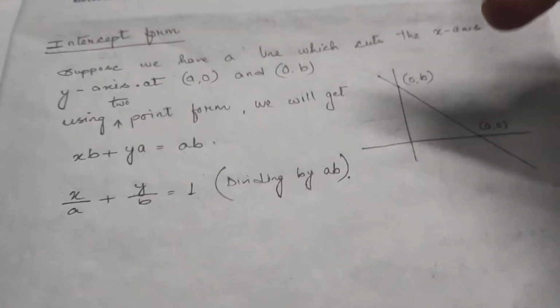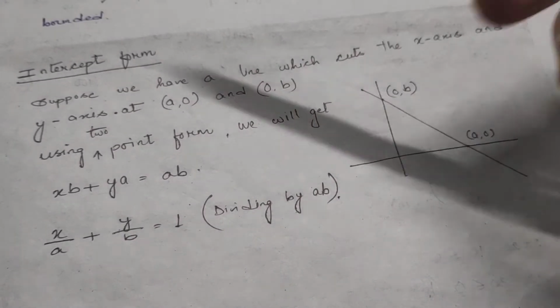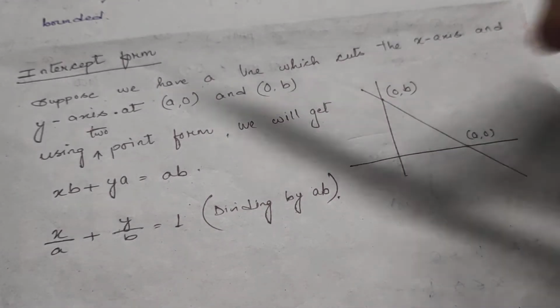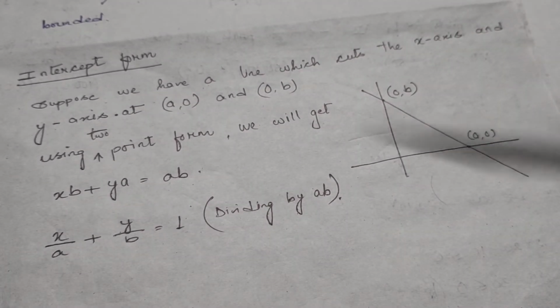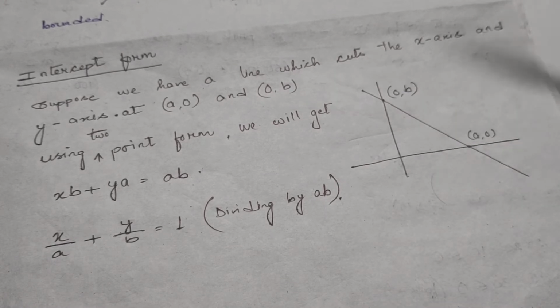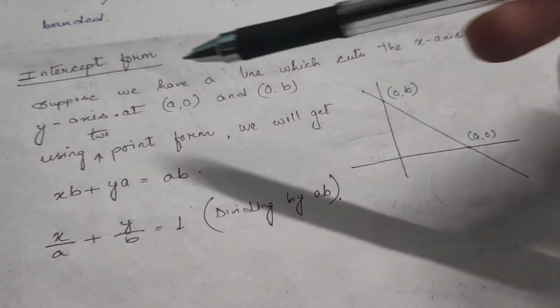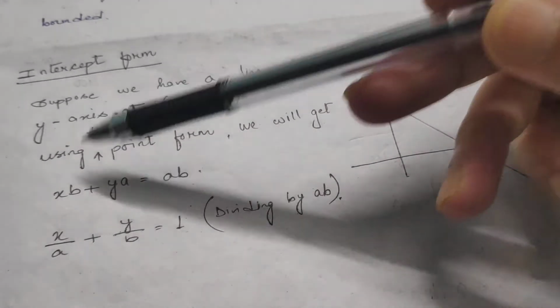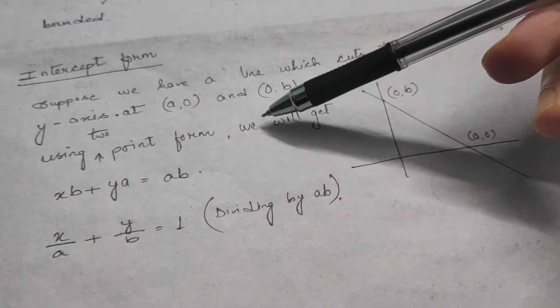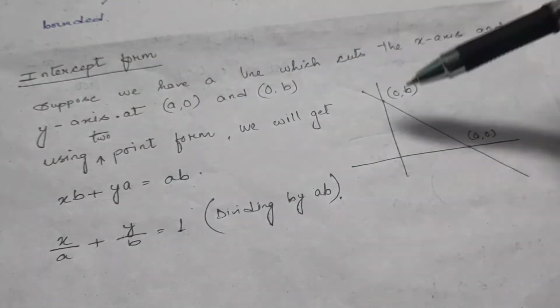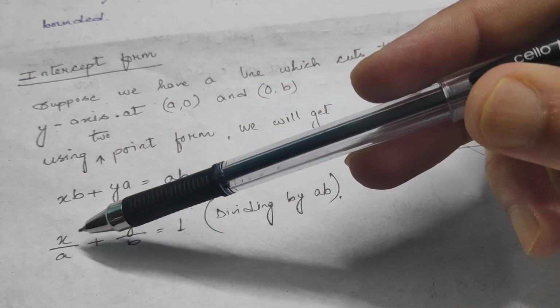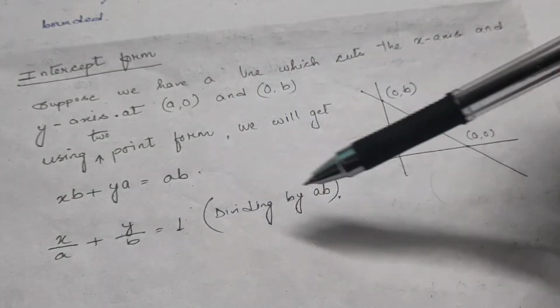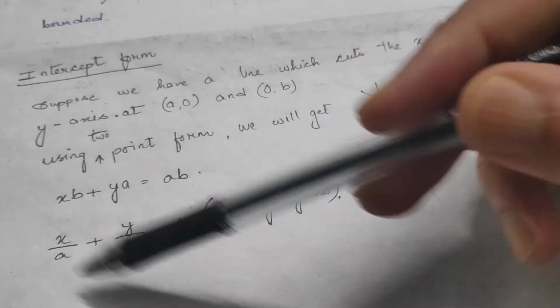Okay, before moving to solving linear programming problems, I want to give you one concept which we did in class 11. That is the intercept form. It is an easier and faster way of finding the intercept points for the given line. Suppose we have a line which cuts the x-axis and y-axis at these points. Using the two-point slope form, we can get this equation using these two points, and then if we divide both sides by AB, we will get this equation. This equation will be very helpful in solving linear programming problems.